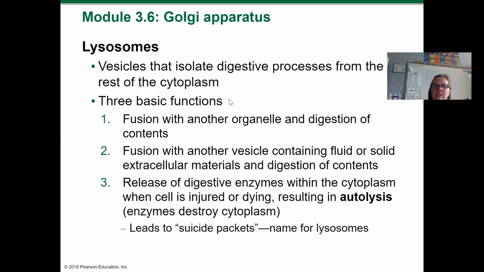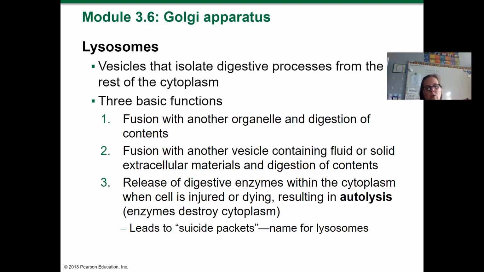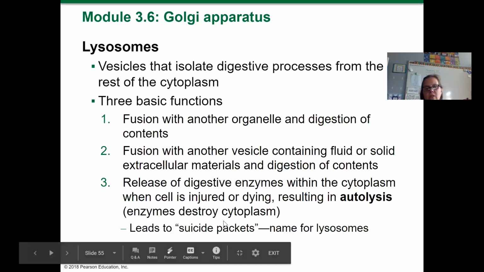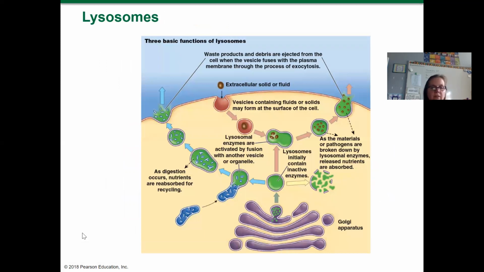Lysosomes have basic functions: fusion with another organelle and digestion of the contents. That's what I was just saying. Fusion with another vesicle containing solid extracellular materials. So basically it fuses with it and breaks it down more. Or it can release digestive enzymes, which help with autolysis, which is like self-destruction. If the cell is injured or the cell is ready to go, that's how lysosomes help this process. And here's a great picture of the lysosomes.